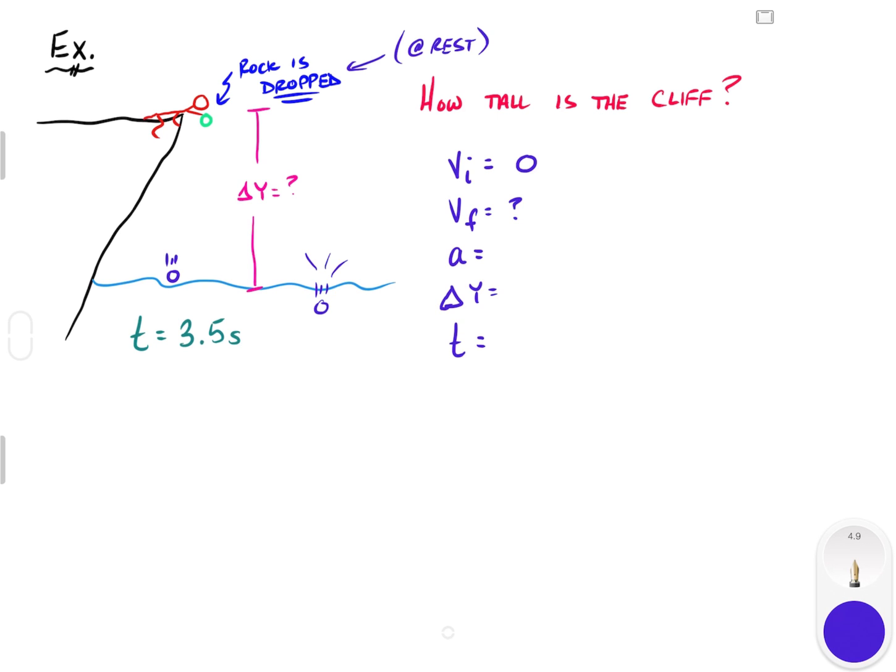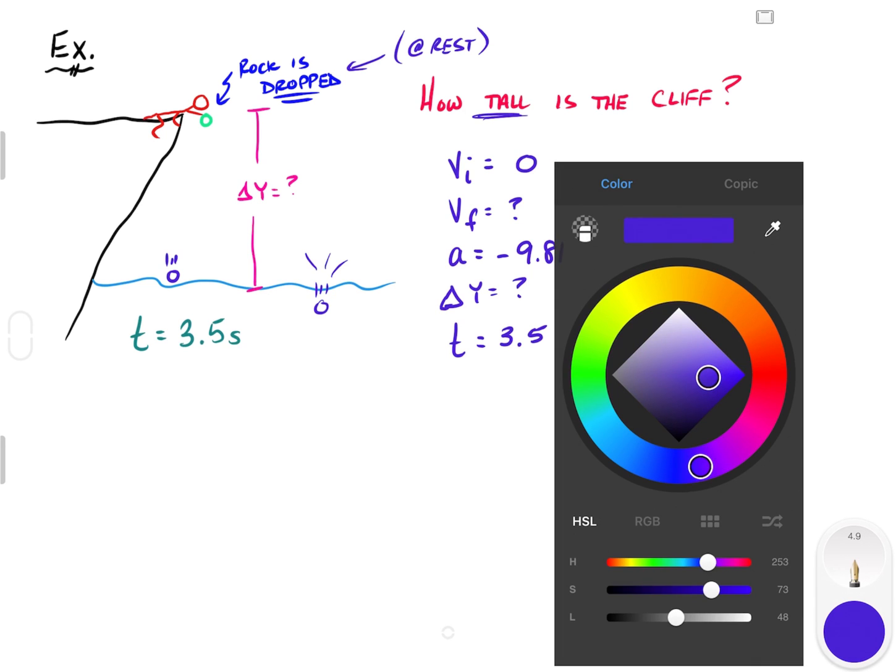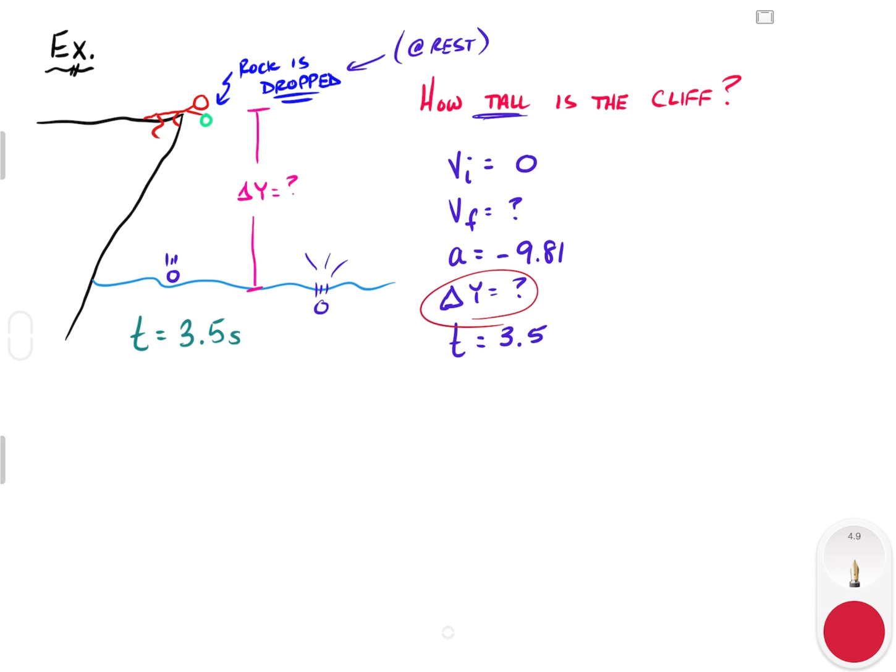If this is on Earth, we know that all objects accelerate vertically at negative 9.81 meters per second squared. We don't know what the height of the cliff is, but we know that this object fell for 3.5 seconds. All right, so we're being asked how tall is the cliff? How tall is the cliff is basically the vertical displacement.